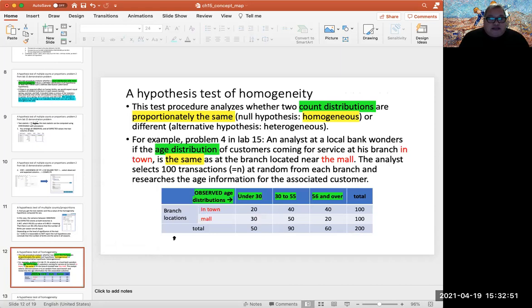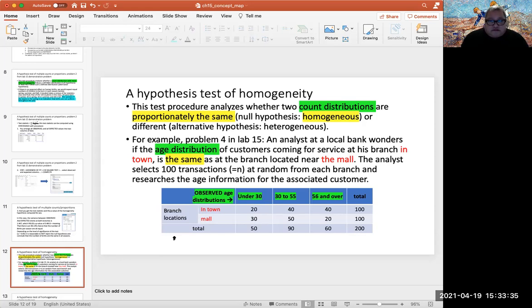How about a test of homogeneity? Well, in the case of a test of homogeneity, what you have is a population of data being counted in 2 different ways. In this case, for example, we're going to use problem 4 of lab 15. In this problem, we break down a population of people who go to a bank branch location for bank services, and there we break down the distribution of clients by how old they are and also by where they go in town. In this case, we're going to test the hypothesis that the age distribution of the clients is the same no matter what the branch is.